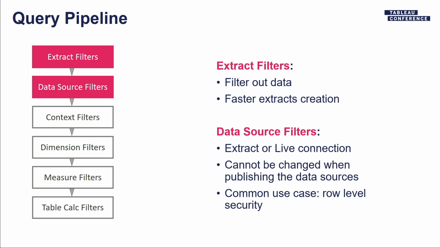Let's see now how to use the data source filter and how it is different from the first one. Data source filter can be applied to both extract and live connection. In this case, we are not cutting out any data. And a very common use case is to use them when we want to publish this data source, and when we want the final users not to be able to change this filter.